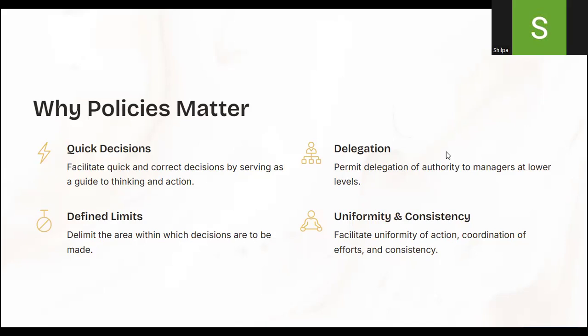Now policy also defines the limits. Policy are basically the guidelines. So whenever we talk about guidelines, it is like a limit that is given to you and you have to work within that given limit. So it is like a boundary line within which you have to perform. So policy creates that boundary line. It gives you the boundary line within which you have to take your decisions.